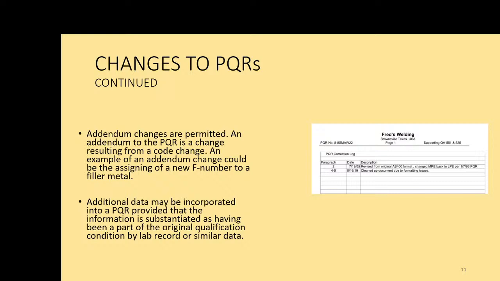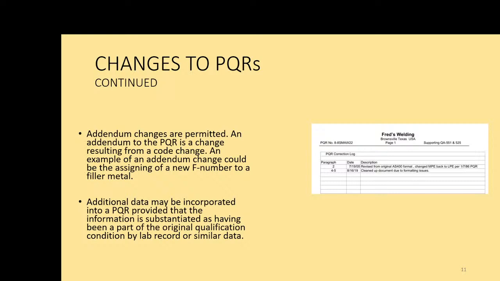So if something in the code changes that affects how your material was classified, type up an addendum. You don't go redo the PQR. Just type up an addendum that says, hey, this is what happened. Code change, 1997. This filler material or base metal material went from being a P8 material to a P27 or whatever the number is.